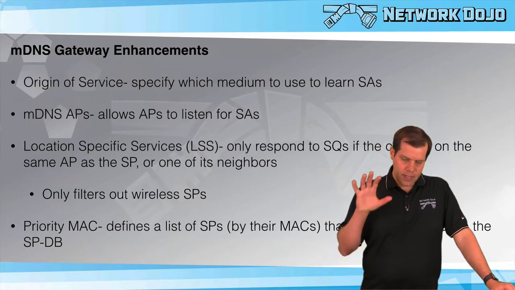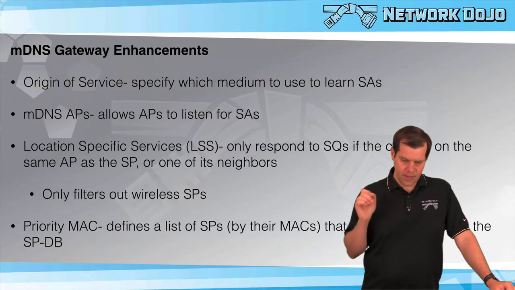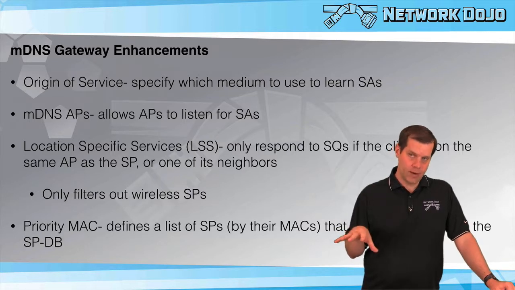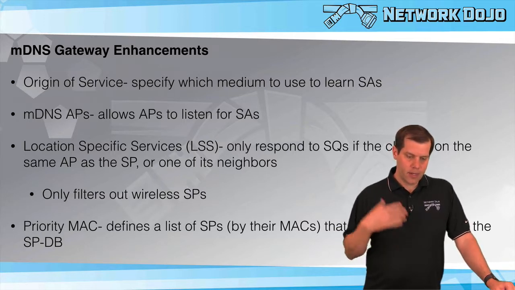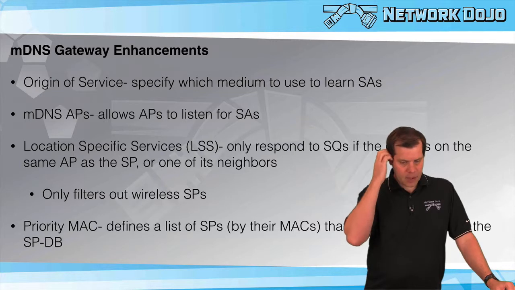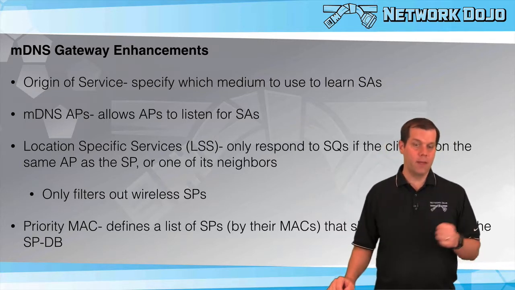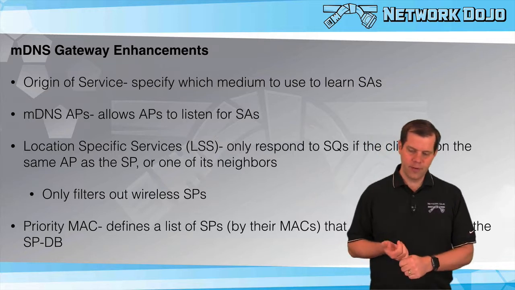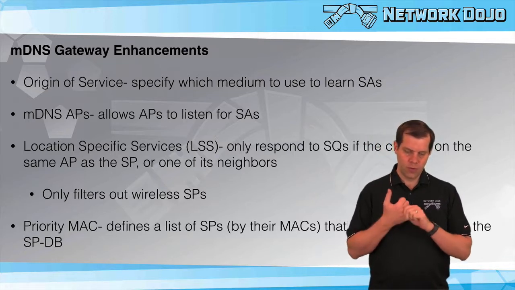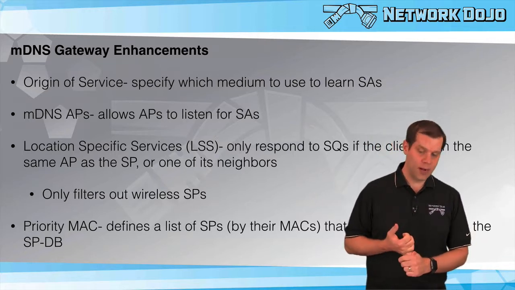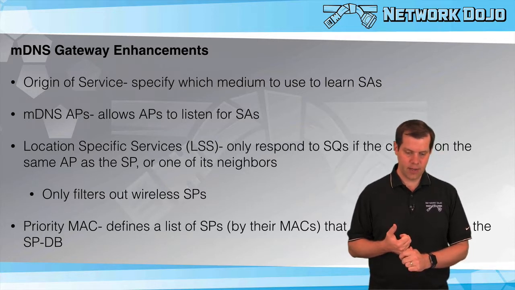So that was sort of the initial deployment of mDNS. That's kind of what we had, real basic functionality. But then as code levels came up, they came out with some additional enhancements. So in the next wave of enhancements, they added 4 key features. Number 1, origin of service. We can say which mediums, wired or wireless, we will learn service advertisements from.